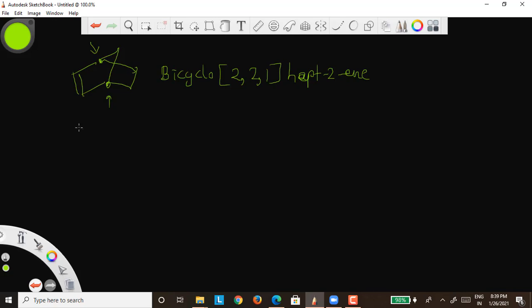Suppose you have it like this, and this contains an ethyl group. If this contains an ethyl group, what name can you give? So this is bicyclo, but the substituent is the ethyl group. The ethyl group is a substituent, and bicyclo is the main parent. So will bicyclo come first or the substituent? No, bicyclo will not come first.